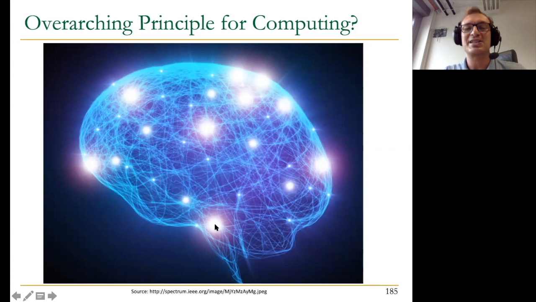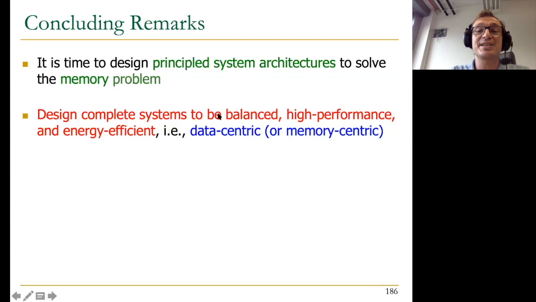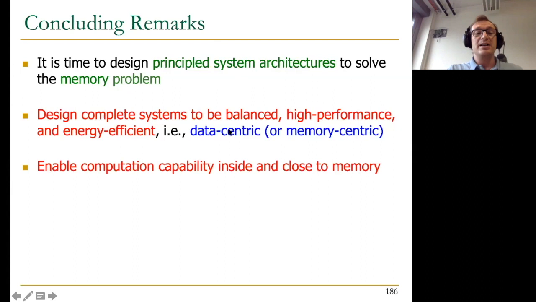And I think processing in memory, processing near to where the data resides, is another principle that is employed here. Okay, so I think it's time to design principled system architectures to solve the memory problem. I'm going to conclude the processing in memory lecture soon. We want to design complete systems to be balanced, high performance, energy efficient. And I think this requires being data centric or memory centric. And this requires enabling computation capability inside and close to memory. But also the general idea is processing data where it makes sense, really where the data is.